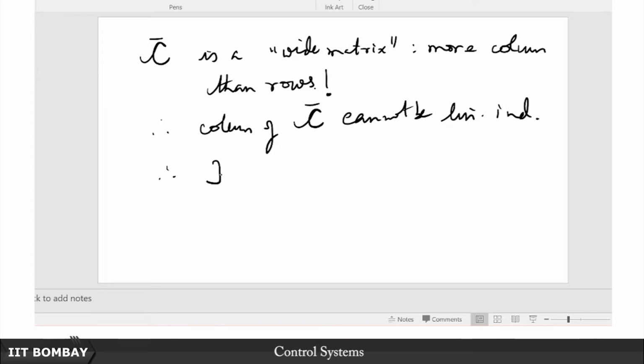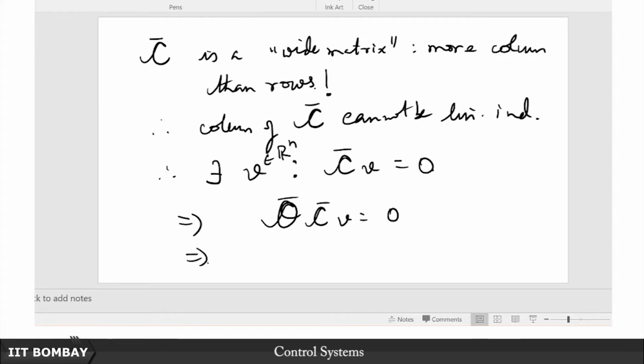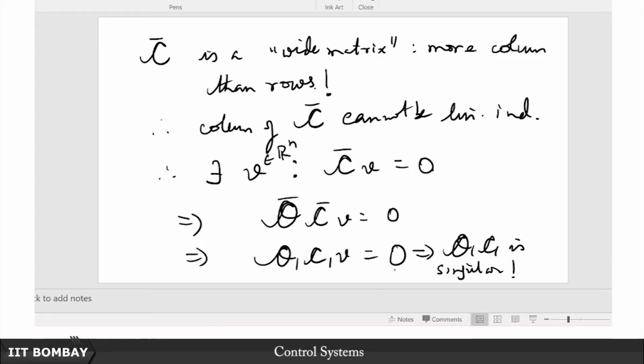That means there exists V, so V belongs to R^n, such that C bar V is equal to 0. That means once C bar V is equal to 0, I will have that O bar C bar V is equal to 0. But that means because O bar C bar is equal to, remember, O1 C1, O1 C1 V is equal to 0. But that would mean that O1 C1 is singular, which is clearly a contradiction, because I know that O1 and C1 are individually invertible. So therefore O1 C1 must be non-singular. If O1 C1 must be non-singular, then O bar C bar has to be non-singular.